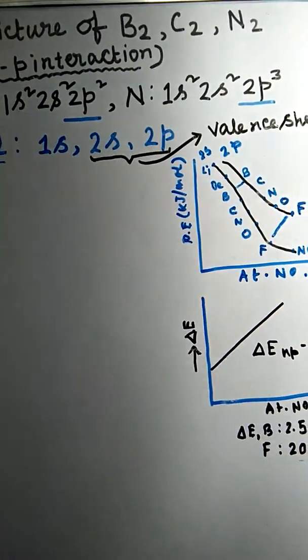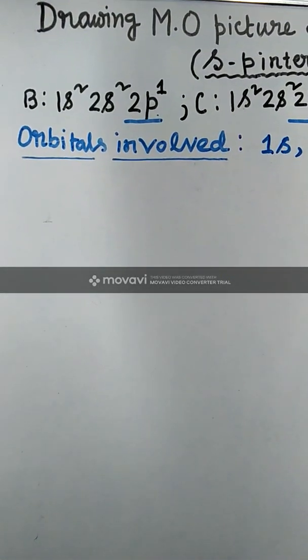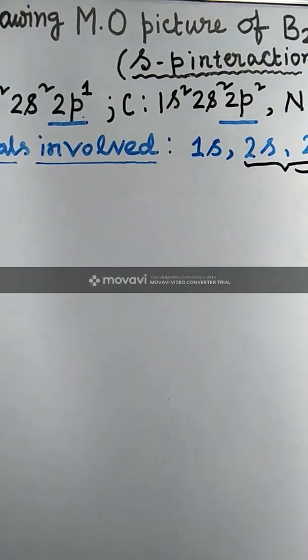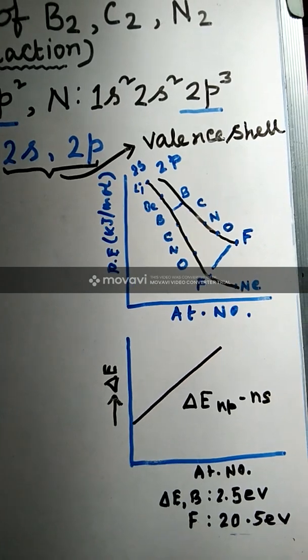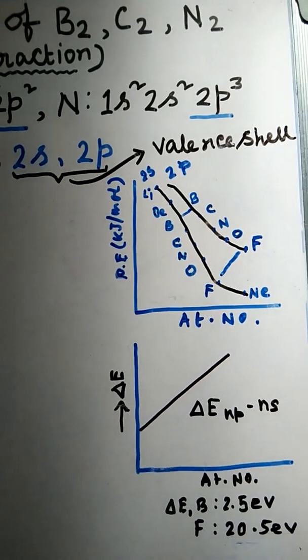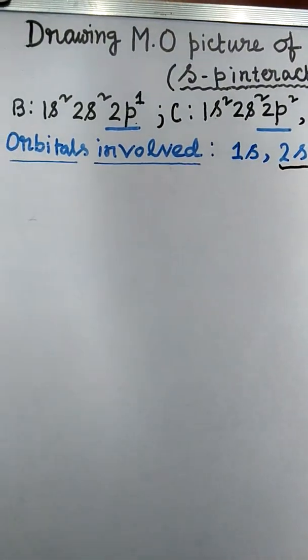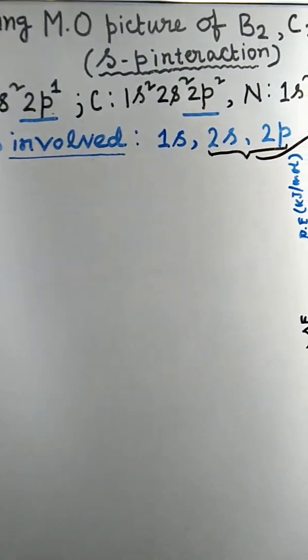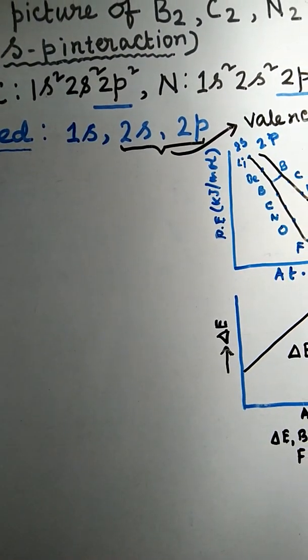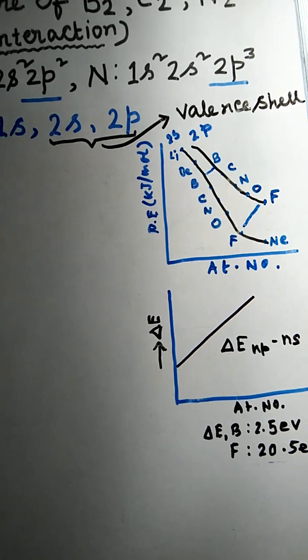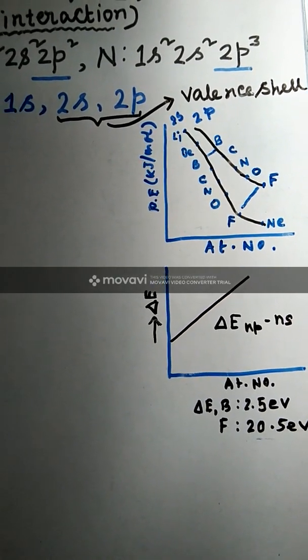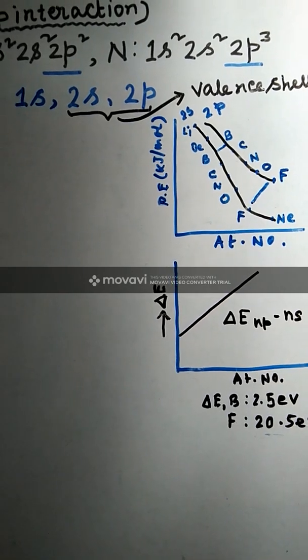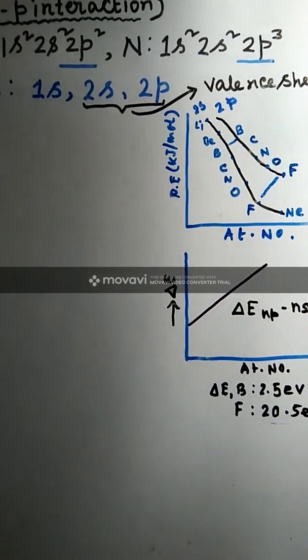So for drawing the MO picture, first you have to know the electronic configuration of boron, carbon and nitrogen. The configurations are: for boron 1s2 2s2 2p1, for carbon 1s2 2s2 2p2, and for nitrogen 1s2 2s2 2p3. Now what are the orbitals involved here? 1s, 2s and 2p, and among them 2s and 2p are the valence shells. So we will consider the interaction between these two orbitals while drawing the MO picture.